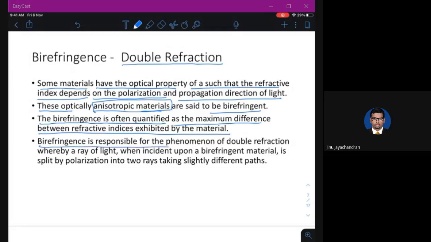Birefringence is responsible for the phenomenon of double refraction, whereby a ray of light when incident upon a birefringent material is split by polarization into two rays taking slightly different paths. So when a single ray of light is incident on a birefringent material, it is split by its polarization into two different rays, and they will propagate in two different paths.